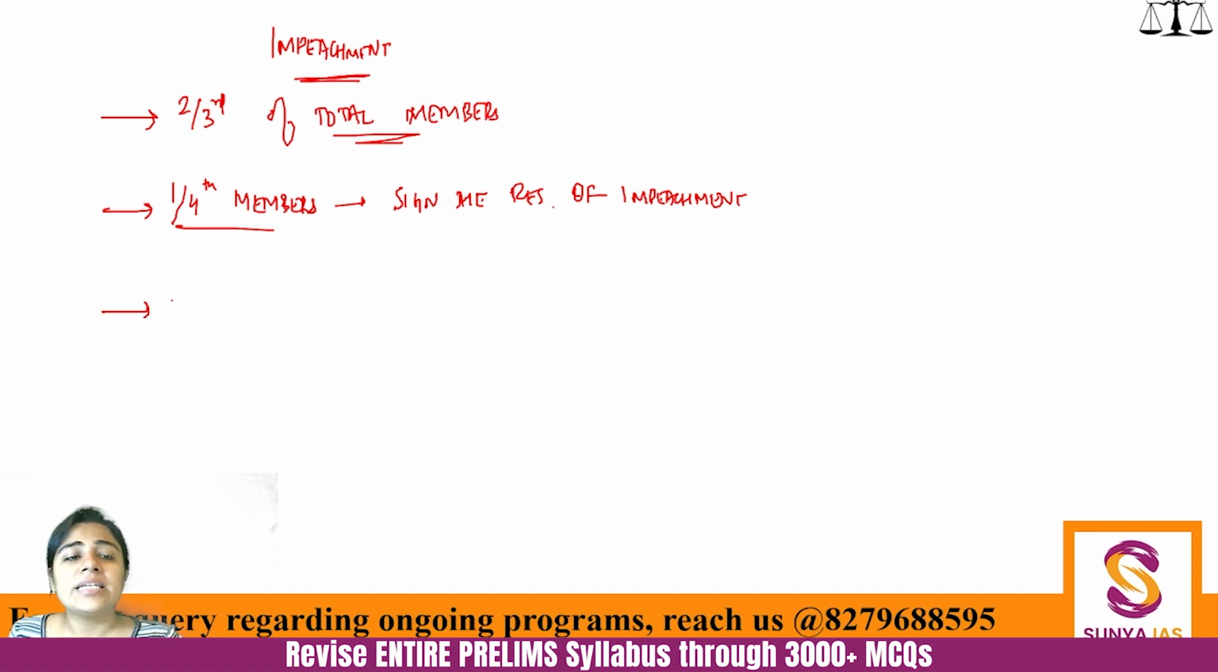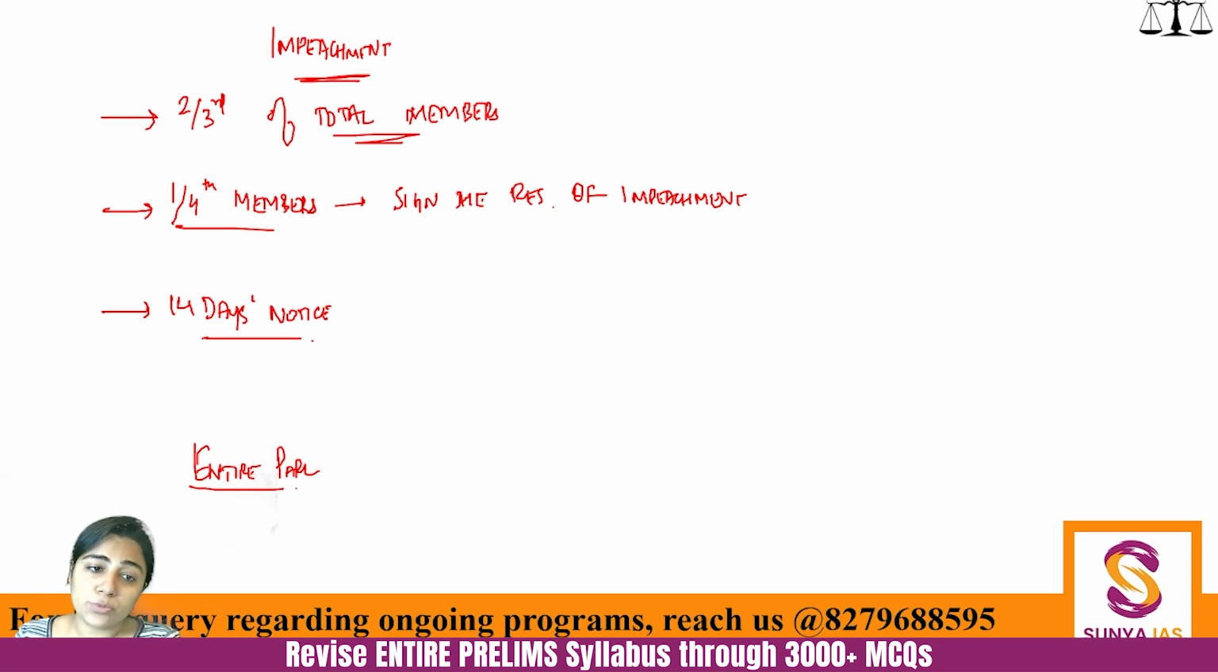Write another thing, that 14 days notice is supposed to be given to the Indian president when the talk of the impeachment is going on. Okay. And here itself in the impeachment, write who all participate in the impeachment. So, please note down that entire parliament participates in impeachment. That means entire Lok Sabha and entire Rajya Sabha, including the nominated members, will be participating in impeachment.